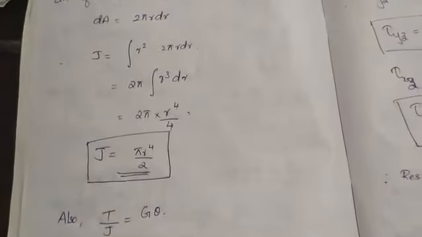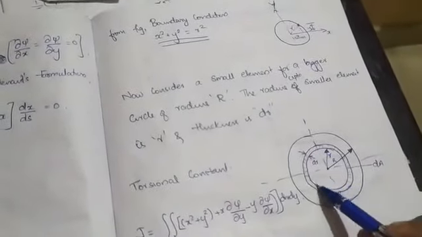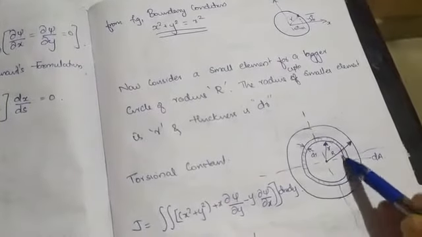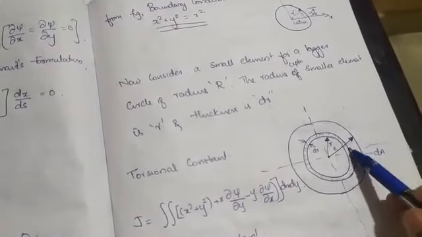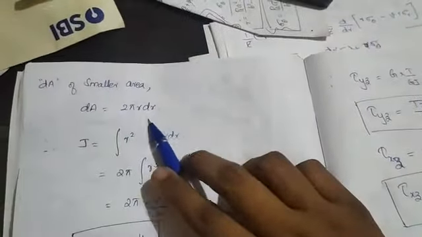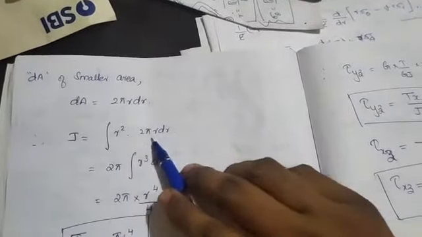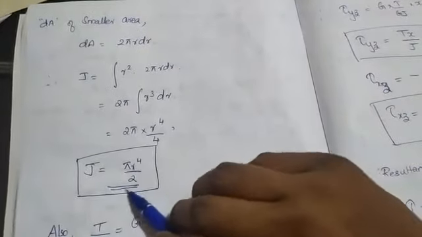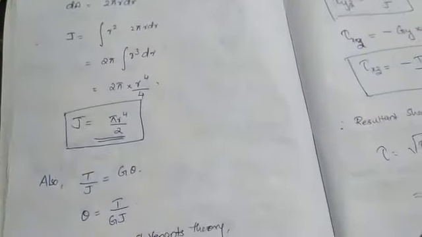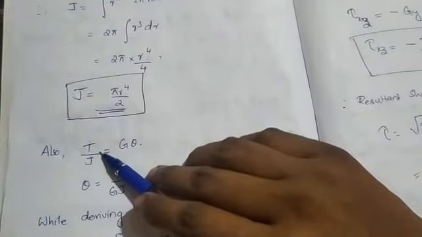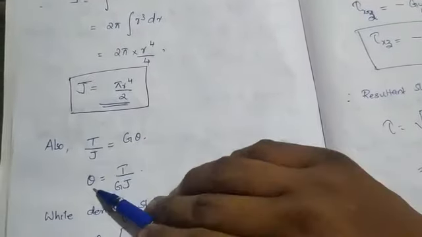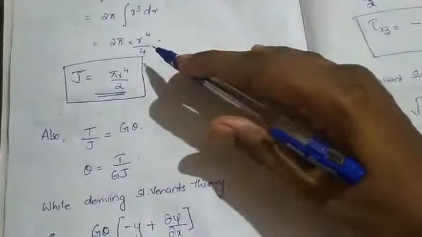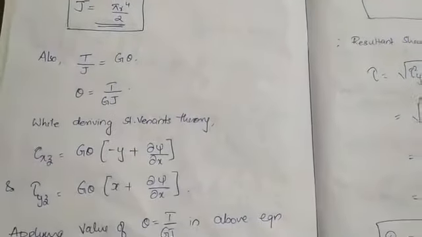Since dA is a small area, dA is equal to 2 pi r dr. What is the area of this section? The perimeter is 2 pi r into the thickness dr. So J is the integral of r square into 2 pi r dr, which is 2 pi into r cube dr, and you get the value of J as pi r raised to 4 by 2. Also, you know from the torsion equation that T by J is equal to G theta, so theta is equal to T by GJ. Now again we'll get back to Saint-Venant's theory.